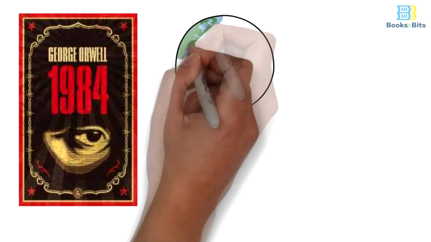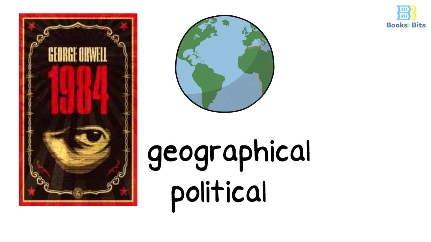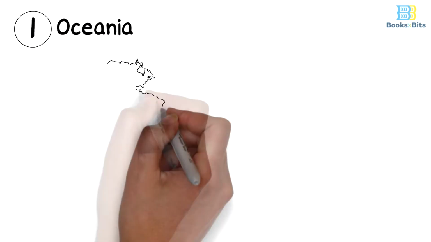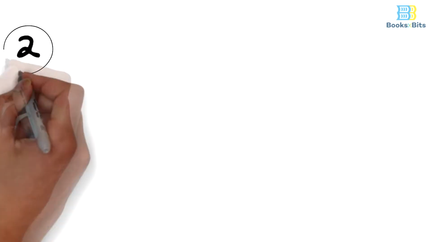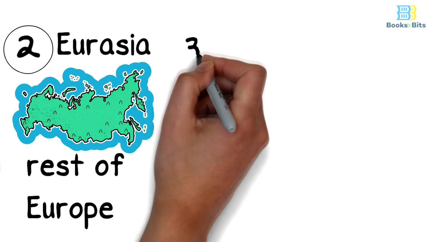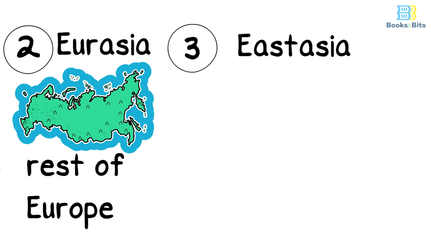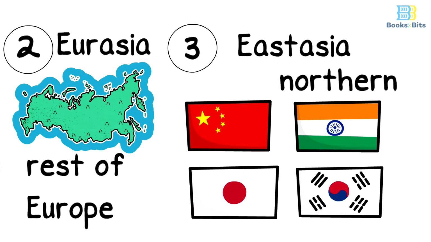The novel 1984 draws the features of a world of a distinct kind, as its geographical and political composition is divided into three main countries. The first country is Oceania, which is meant by the Americas, Australia and the British Isles. The second country is Eurasia, and its lands are Russia and the rest of Europe. The third country is Eastasia, and this part of the world consists of China, Japan, Korea and northern India. As for the rest of the world, it consists of warring countries that live in endless struggles and conflicts.